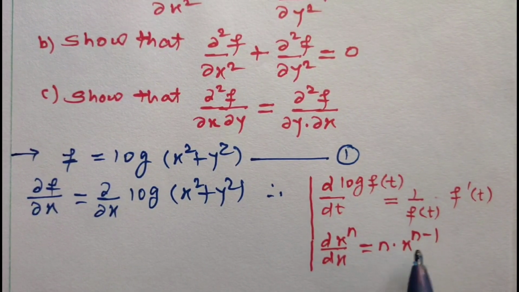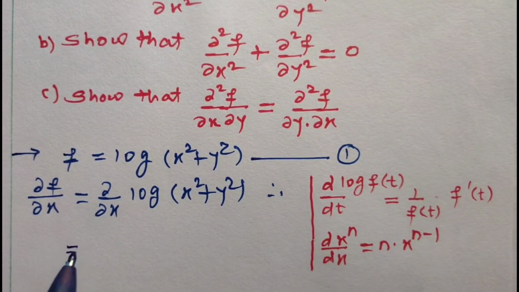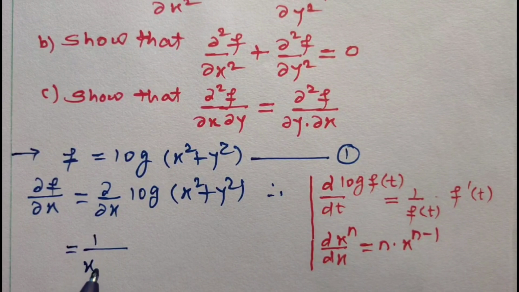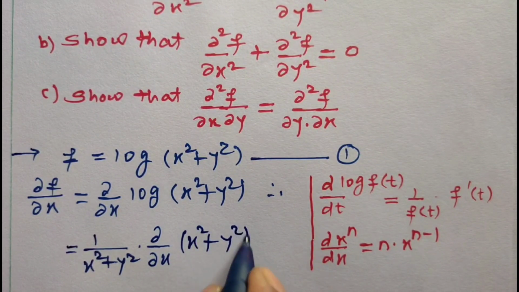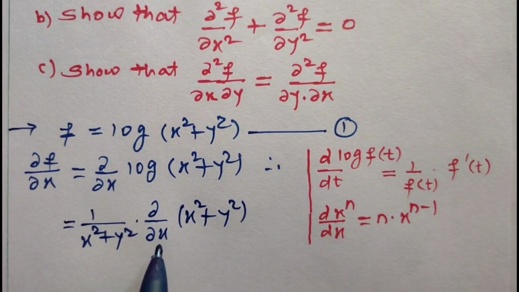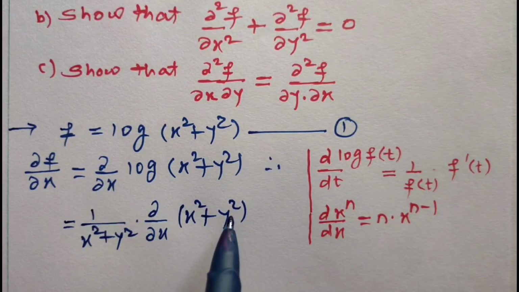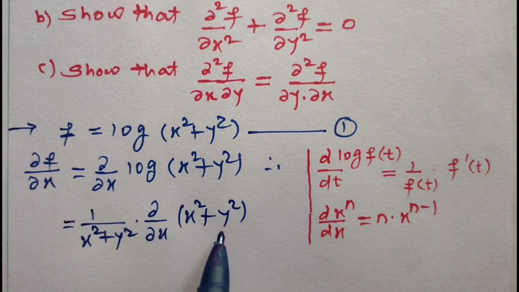Applying these two formulae, this is equal to 1 upon (x square plus y square) into the partial derivative with respect to x of (x square plus y square). We are partially differentiating with respect to x, considering y and functions of y as constant. This becomes a constant function or constant term. We have to find the derivative of this.